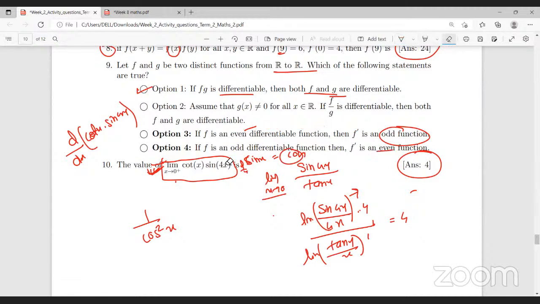Or you can consider x to the power 4 as an even function. We can take x square and x cube also, that is fine, right? So the even function is x square, the odd function is x cube. If you differentiate x square, you will get 2x, that is an odd function. If you differentiate x cube, you will get 3x square, that is an even function, right?